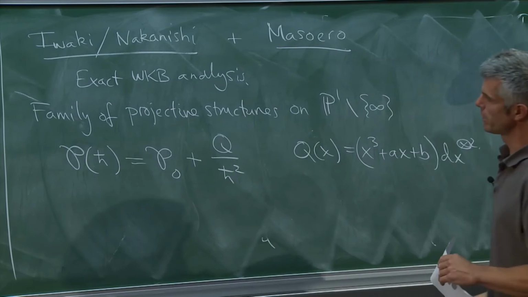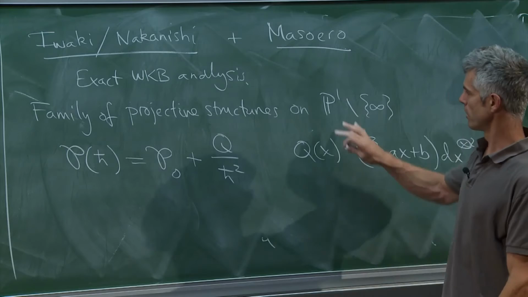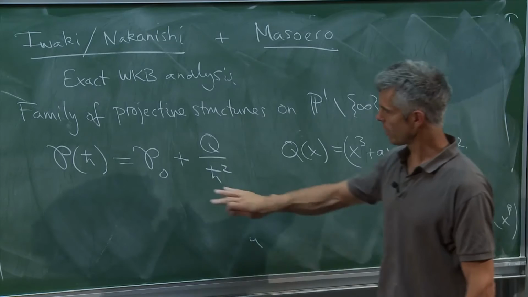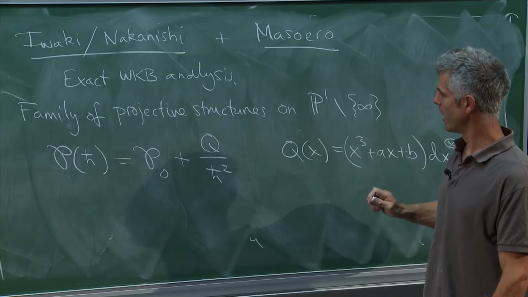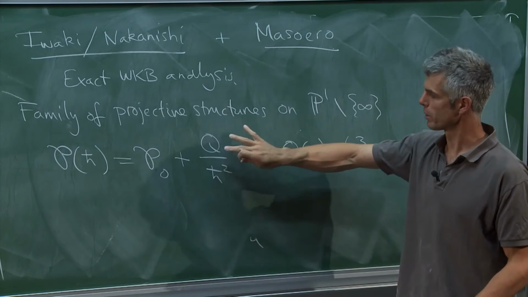By a projective structure, I mean an atlas of maps to CP1 whose transition functions are Mobius transformations. On any Riemann surface, you can consider a set of these projective structures. I'm fixing some basic one, which is the standard one on P1. There's an obvious projective structure on P1, and I'm perturbing it by this quadratic differential, because one thing you know about projective structures is that they form a torsor, or an affine space, for quadratic differentials.